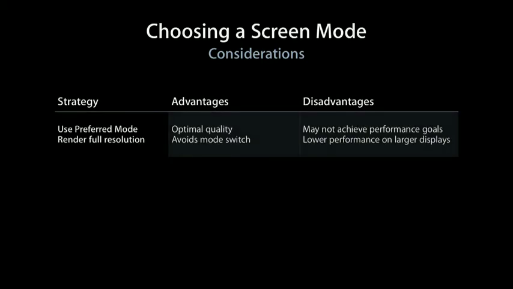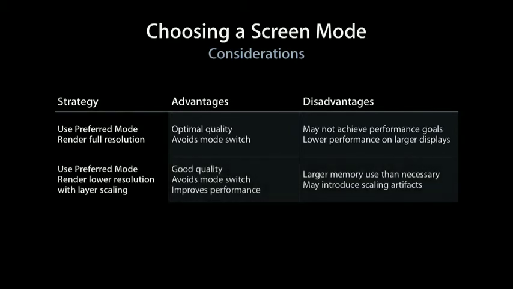Having said all that, there are cases where you may want or need to use a mode other than the preferred mode. Let's look at this. If you use the preferred mode, this is good. Optimal quality and no mode switch. But you might not be able to achieve your performance goals on a large display. So you might render at a lower resolution and use layer scaling. You're still in the preferred mode, but the layer scaling does take some time and may introduce artifacts.